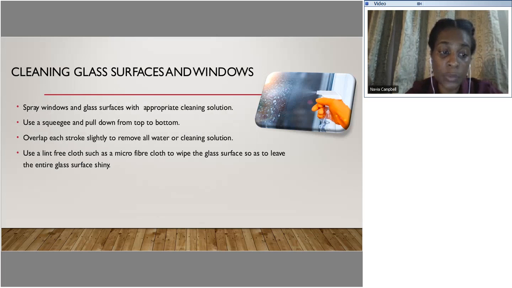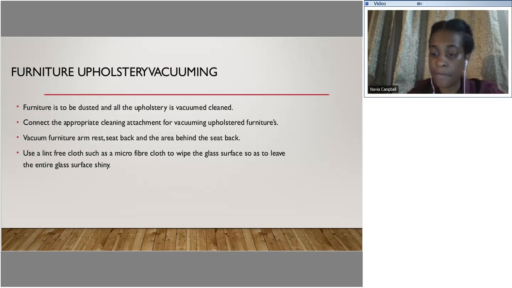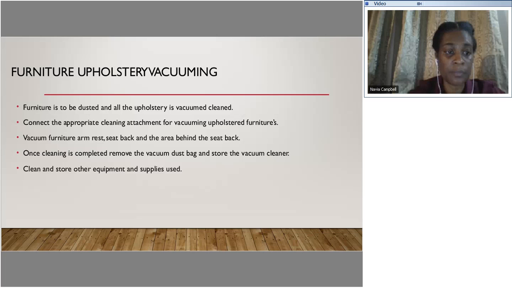Cleaning glass surfaces and windows. Spray windows and glass surfaces with a proper cleaning solution. Use a squeegee and pull down from top to bottom. Overlap each stroke lightly to remove all water or cleaning solution. Always use a lint-free cloth, such as a microfiber cloth, to wipe the glass surface so as to leave the entire glass surface shiny and smear-free.